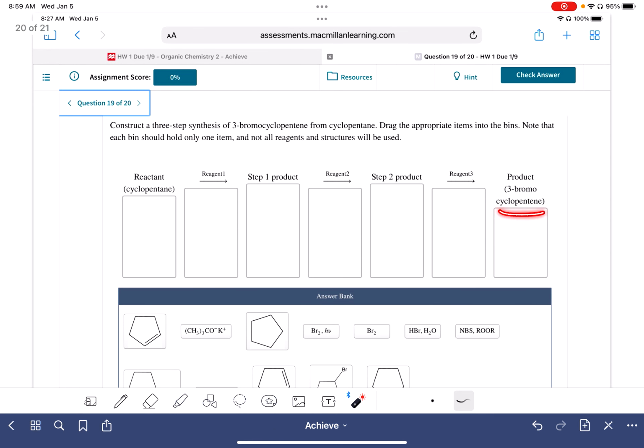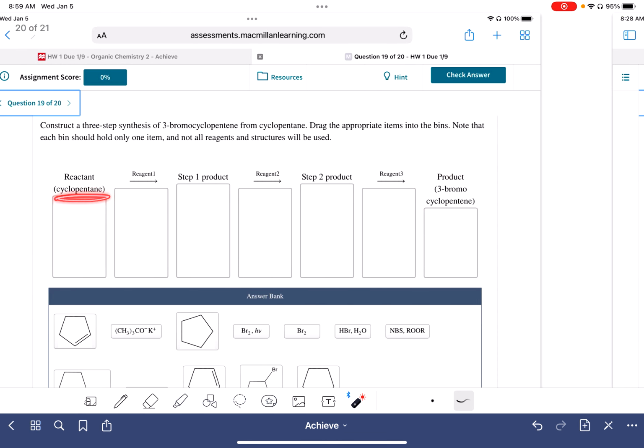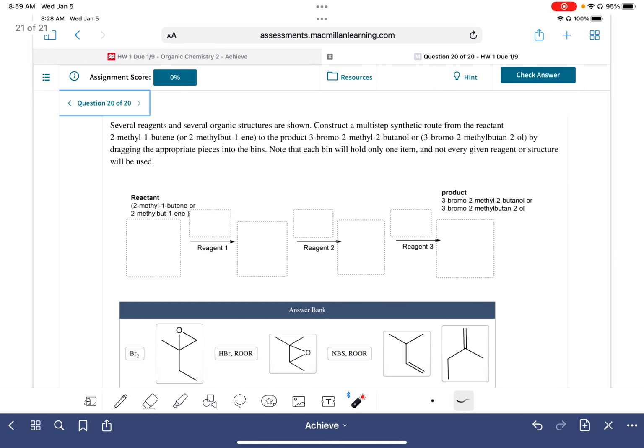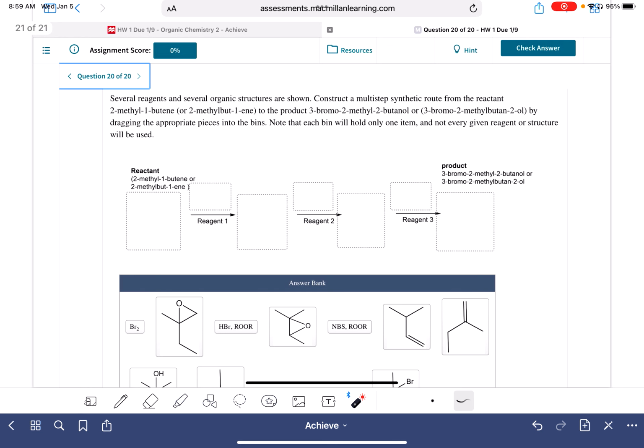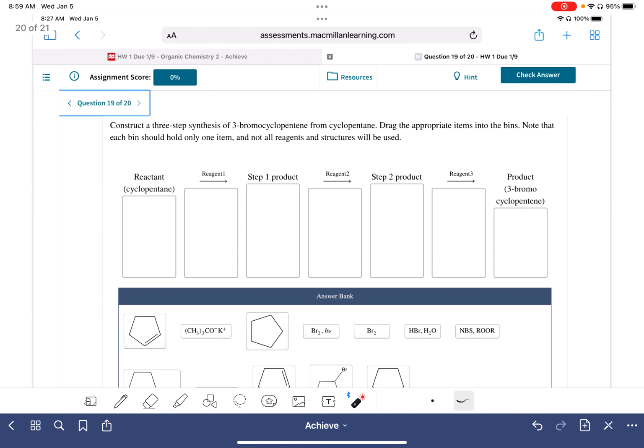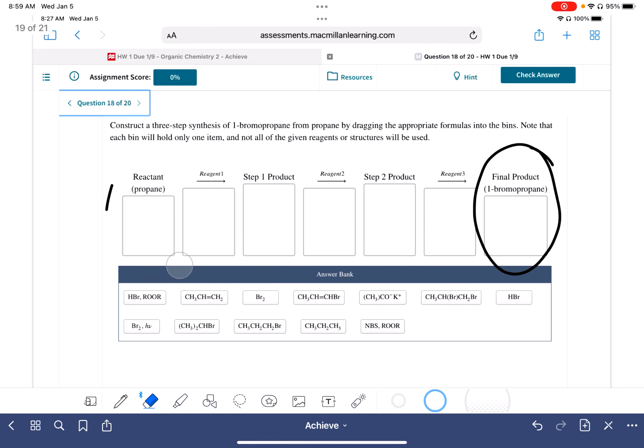You are probably going to need to Google some of the structures for these molecules, not this one, but some of them, and look them up. Don't be stressed about that. But you can totally do these. Just make sure you're giving yourself enough time to solve these problems because these ones are pretty tricky.